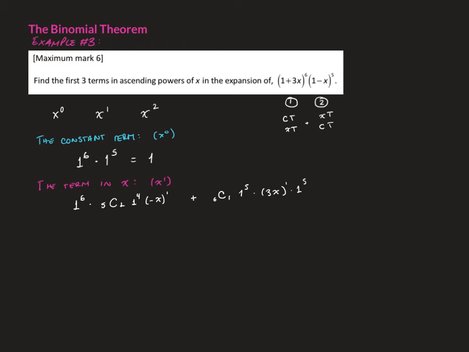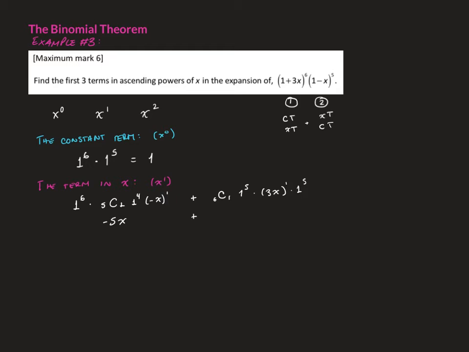One to the power of 6 is 1. 5 combination 1 is 5. 1 to the power of 4 is 1. Minus x to the power of 1 is minus x. So the first term is minus 5x.